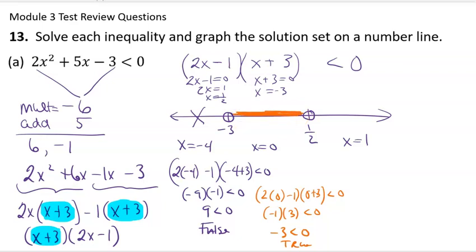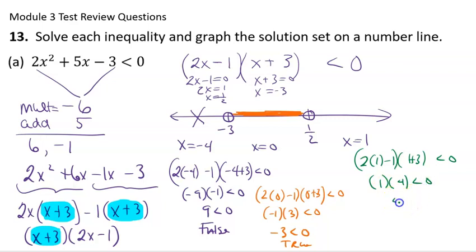And then I'm going to change colors on you again to check this other side over here. X equals 1. So that's 2 times 1 minus 1, times 1 plus 3. Is that less than 0? Well, 2 times 1 is 2, minus 1 is 1. 1 plus 3 is 4. Is 4 less than 0? No, it's not. This is false, right? So everything in that interval is going to make it false. Not just one, but every number.